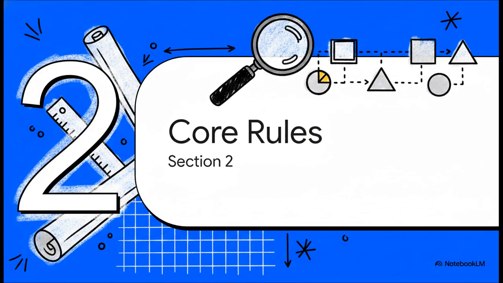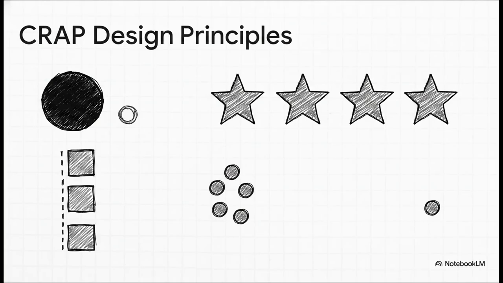Moving right along to Section 2, master the core rules. Okay, I want you to remember this highly memorable and, yes, slightly provocative acronym. CRAP. It stands for contrast, repetition, alignment, and proximity. These 4 principles are essentially your ultimate design cheat sheet. Let's break them down one by one.